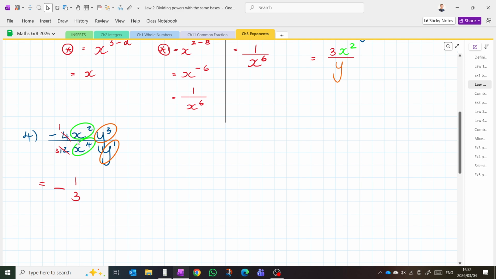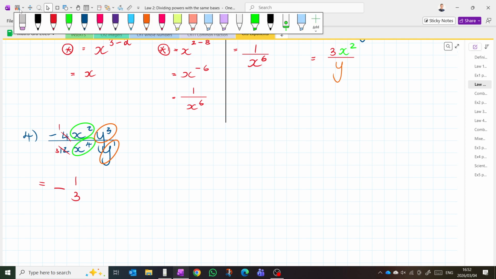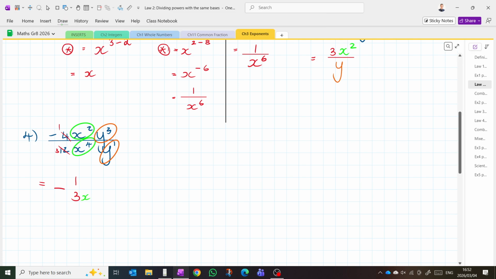Let's tend to our variables now. We've done the signs, we've done the numbers, now the variables. x squared divided by x to the power 4. Again, I'm going to use the shortcut and subtract the smaller from the bigger. 4 minus 2 is 2. My bigger exponent was in the denominator, so I'm going to put my answer in the denominator: x to the power 2.